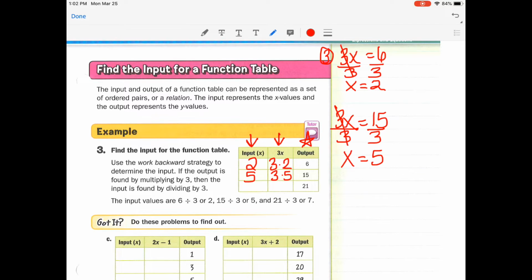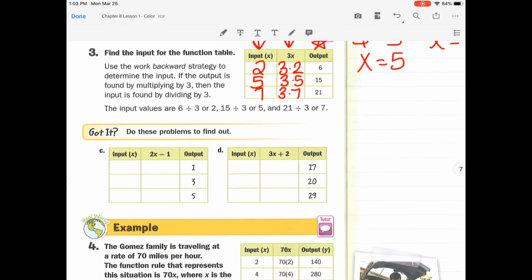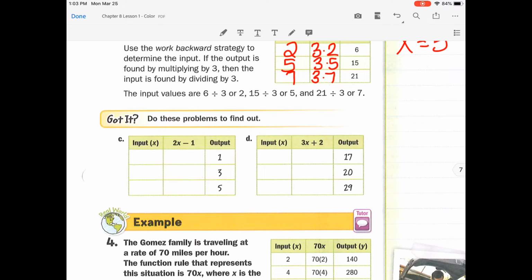And then let's do this last one. So 3x equals 21. I want to get the x by itself. The opposite operation of multiplication is division. So I'm going to divide each side by 3. This leaves me with x on this side. 21 divided by 3 is 7. So I put 7, and I get 3 times 7 is 21. So we basically just work backwards. That's it. That's all we're doing.